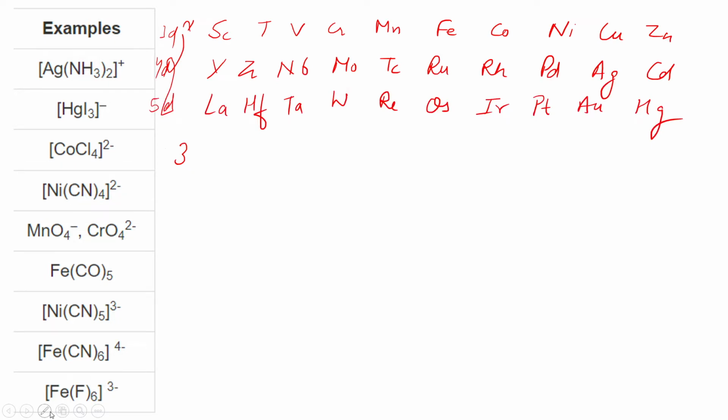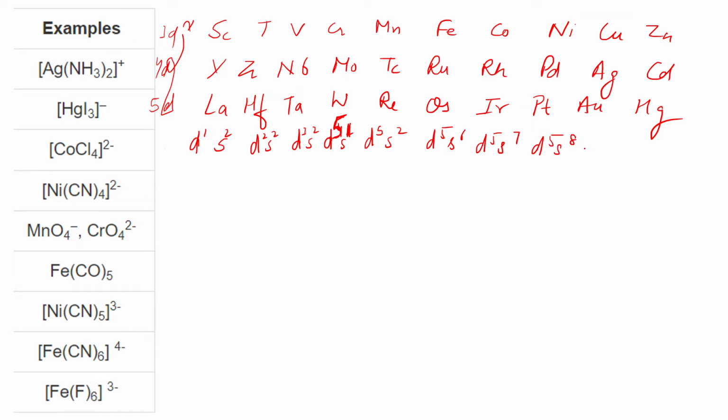The electronic configurations are d1 s2, d2 s2, d3 s2, d4 s2, or you can say d5 s1, d5 s1, d5 s2, then d6 s2, d7 s2, d8 s2, d10 s1, d10 s2. Okay, so these are the electronic configurations.